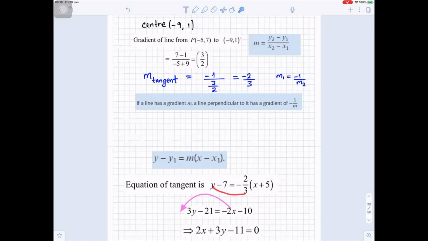3 times y is 3y. And 3 times 7 is 21. We take the -2 to the left, so it becomes +2x plus 3y. -10 goes to the right and becomes +10. -21 plus 10 will be -11. So you get 2x plus 3y minus 11 is equal to 0.